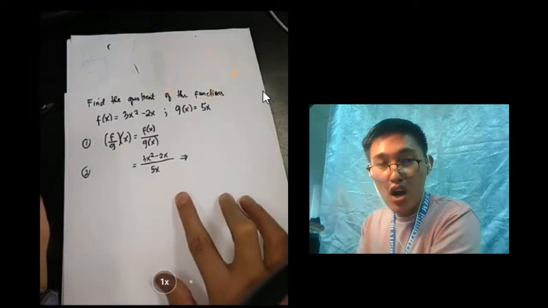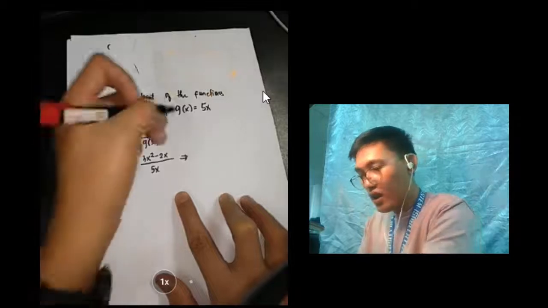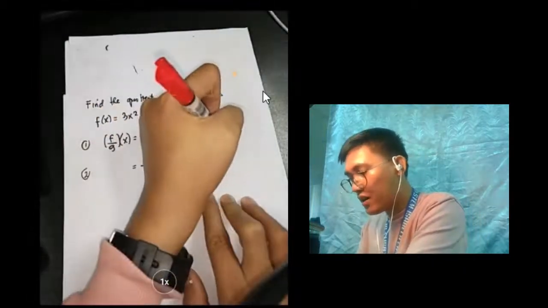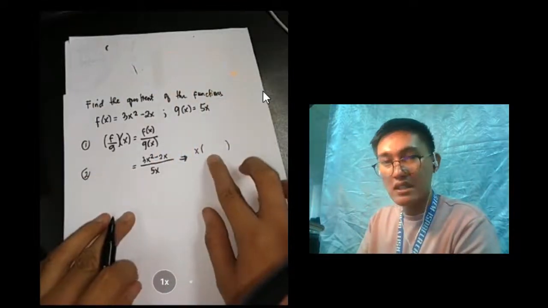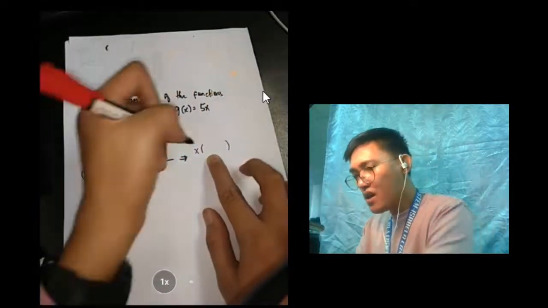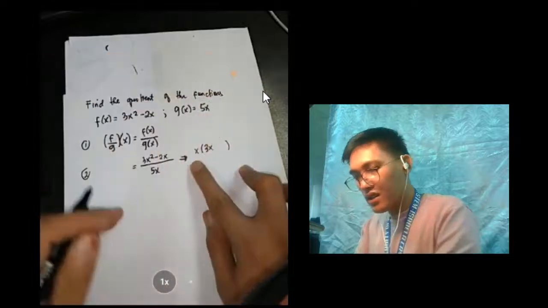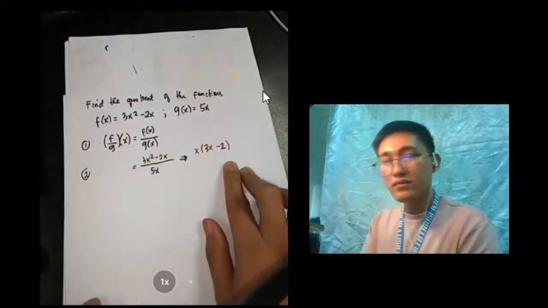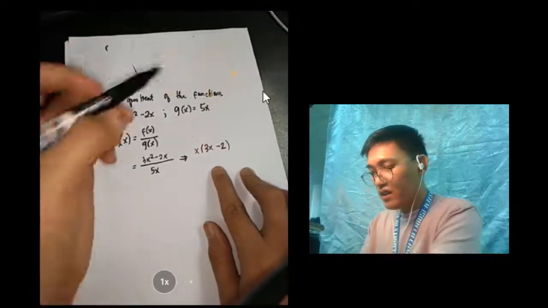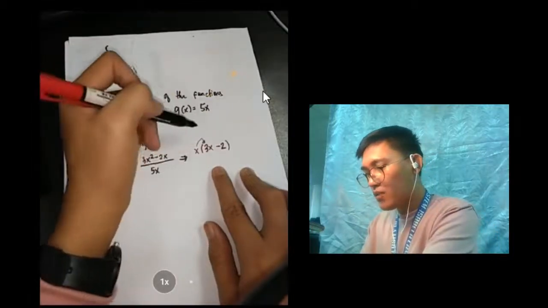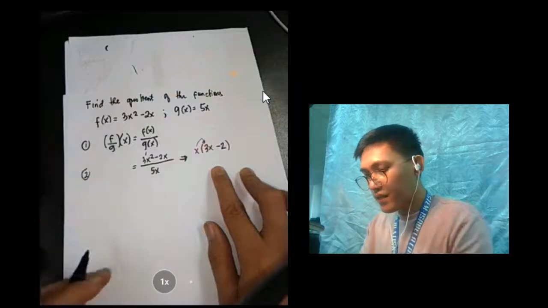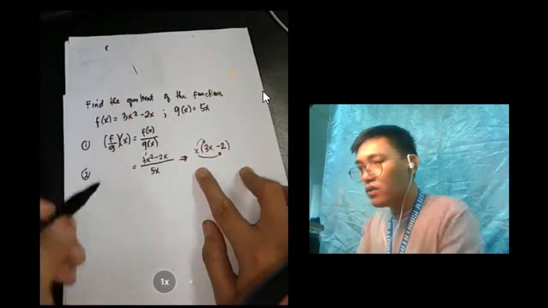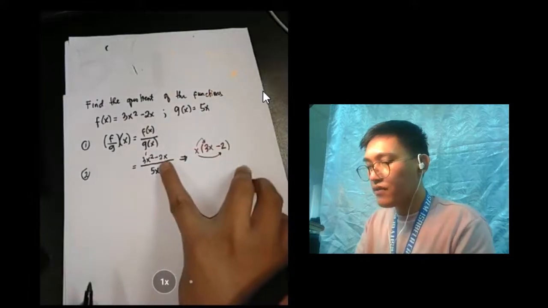So let's put it outside, and the remaining terms will remain inside the parentheses. That will be 3x and negative 2. Let us check if we got it. X times 3x, we will get 3x squared. Then x times negative 2, we will get negative 2x. So we got it.